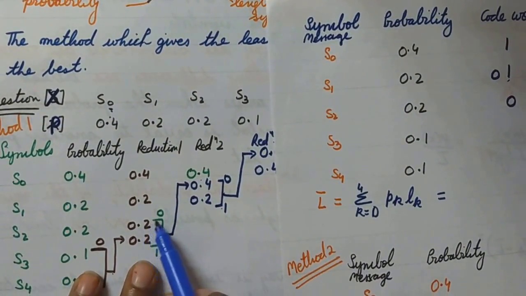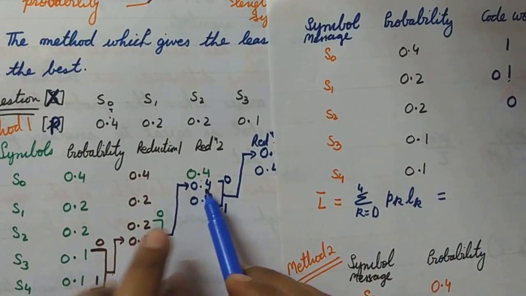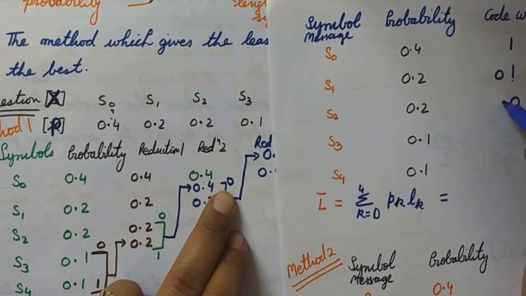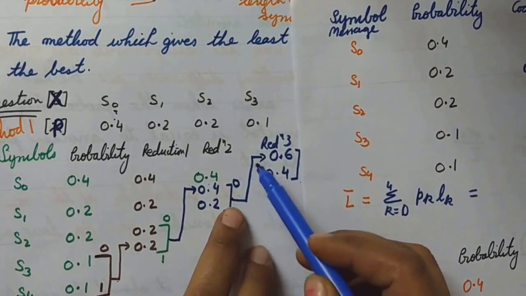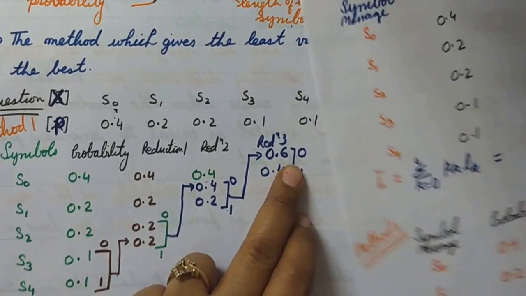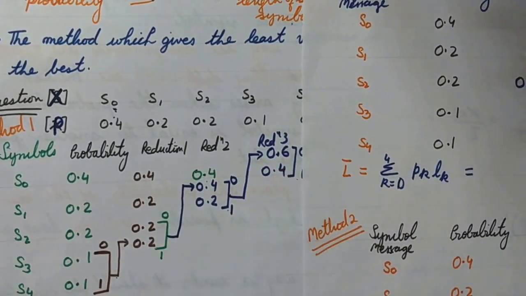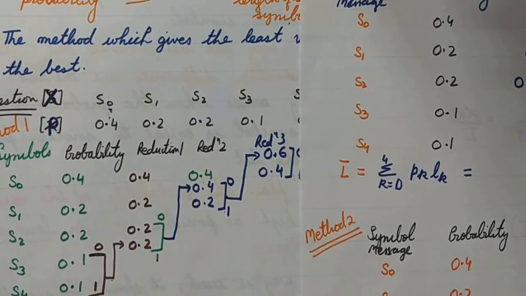Then this 0.2 has moved further after combining into 0.4 and it has got 0 assignment, and this 0.4 after combining forms 0.6 and it has also got 0 assignment. So it is a code 0, 0, 0.